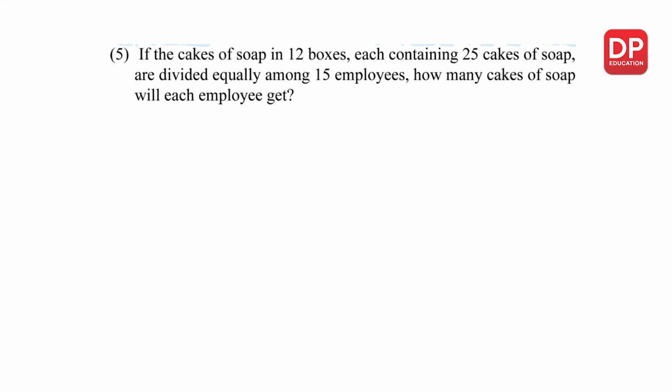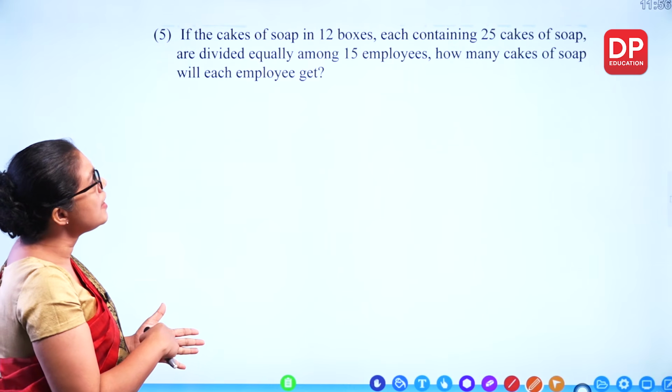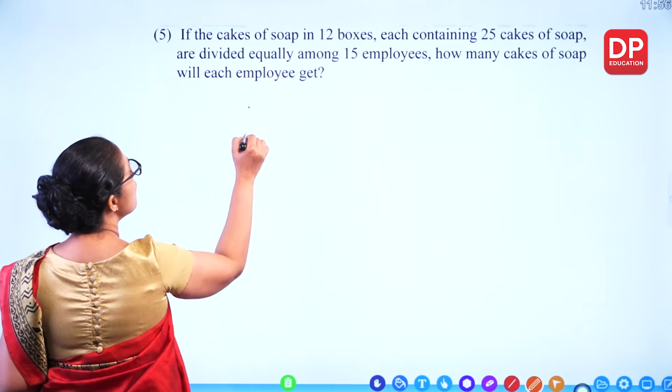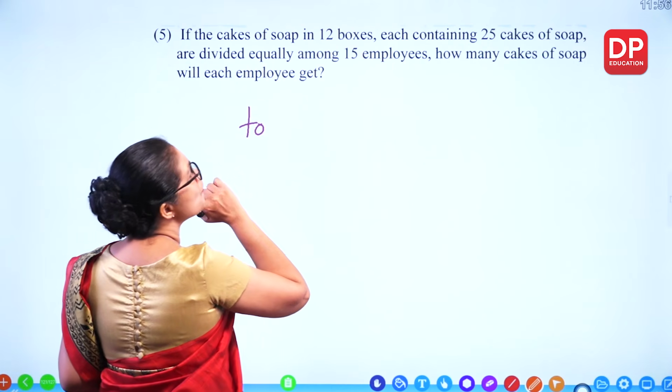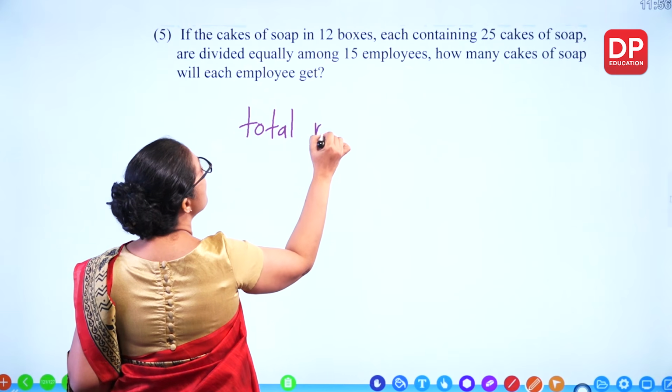Question number 5. If the cakes of soap in 12 boxes, each containing 25 cakes of soap, are divided equally among 15 employees, how many cakes of soap will each employee get? So there are 12 boxes, each containing 25. So you need to find out the total number of cakes of soap. Total number of soaps.